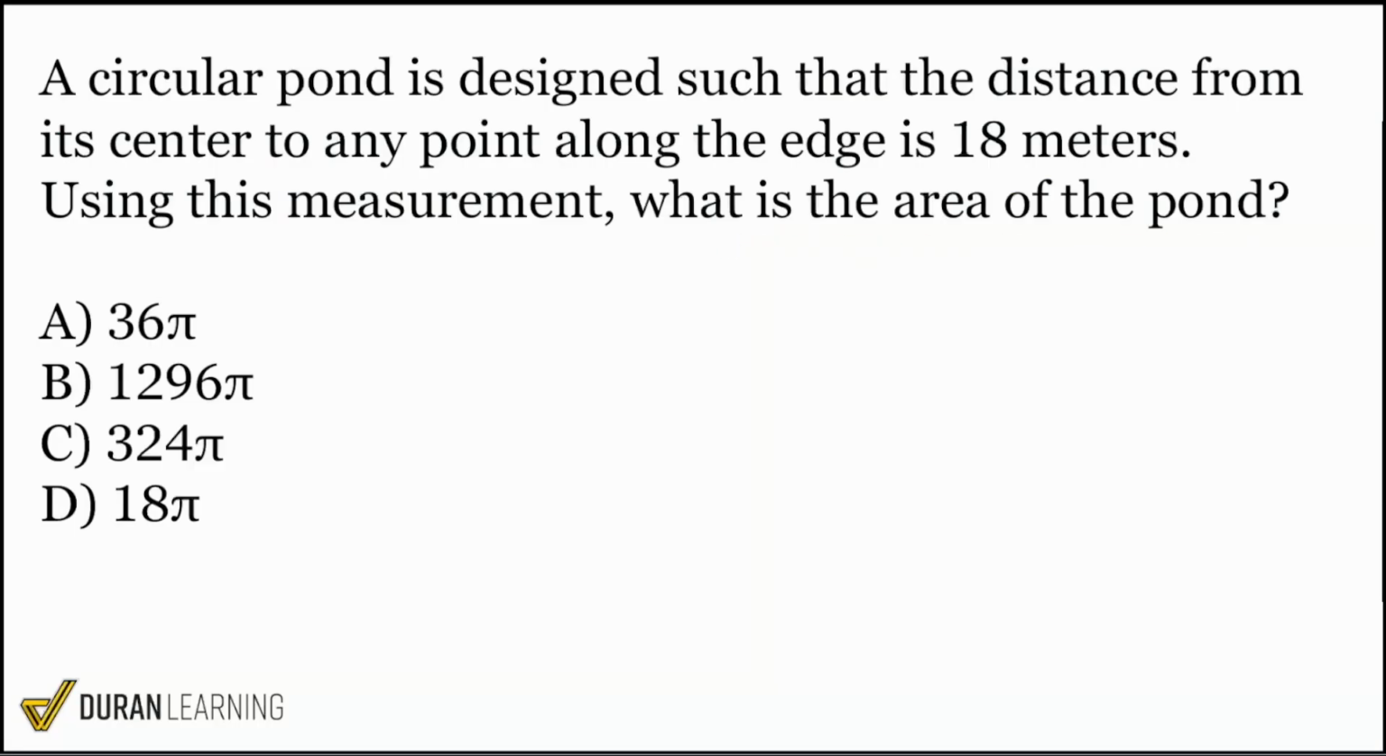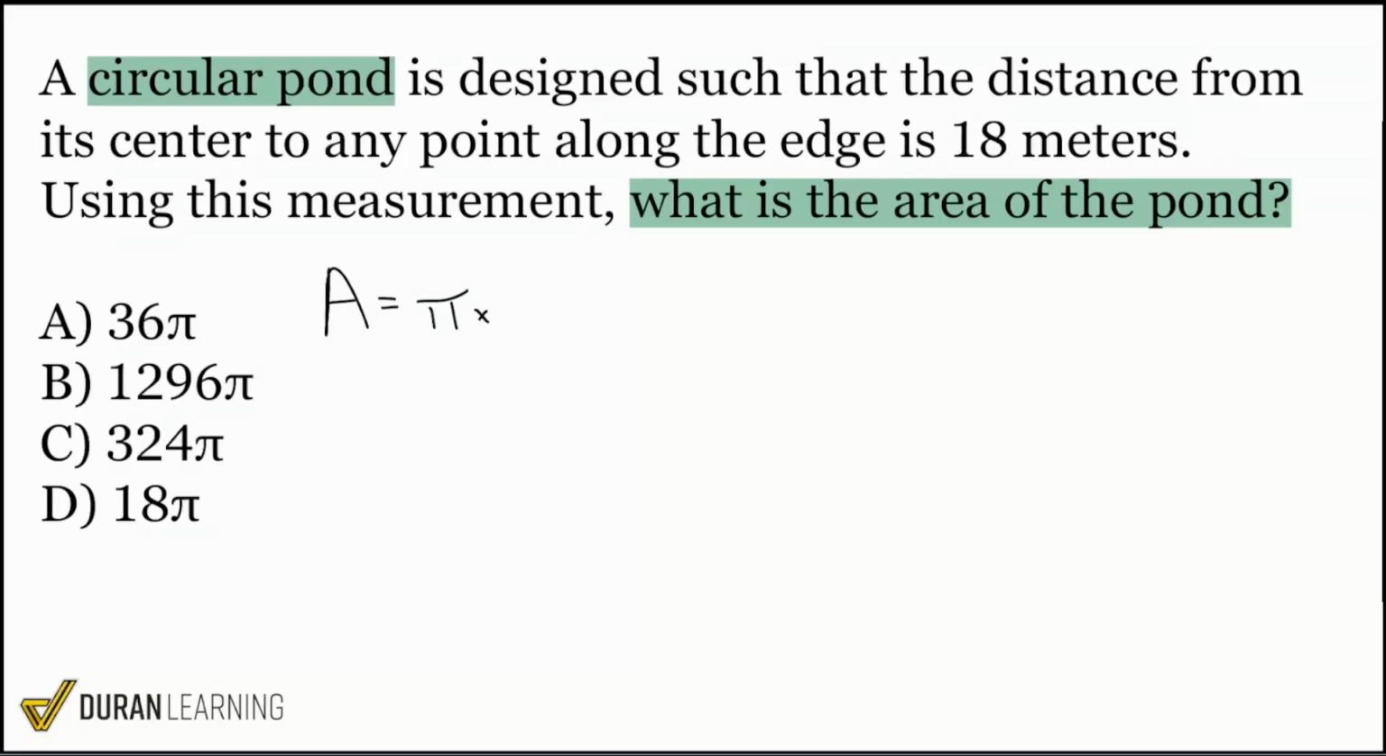Remember, first thing you want to turn your attention to, hey, what's the question sentence? What are we being asked to find? And it says the area of the pond. Now, in this problem, we're dealing with a circular pond. So the first thing we want to think about is, hey, area, circle, what's that formula? And that formula you're going to write out is the area of a circle is pi multiplied by the radius squared, pi r squared.